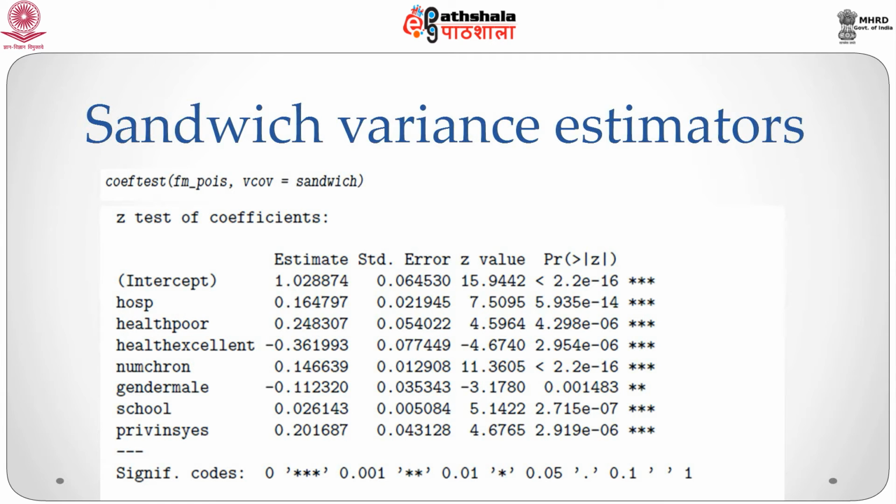A second alternative is to continue to fit the Poisson model, but to use robust estimators of the variance. This can be done by using a set of estimators called sandwich variance estimators. The idea behind sandwich variance estimators is that they are robust to the model specification. So we can get these estimators by using the command coeftest fmpois, which is the GLM object, and with the option vcov equal to sandwich. This returns a z-test of the coefficients. If you compare the outcome from here to the previous outcome, you will see that the estimates are similar, but that the standard errors and consequently the z values and the p values have all changed.